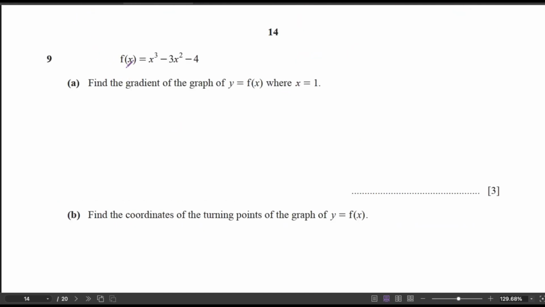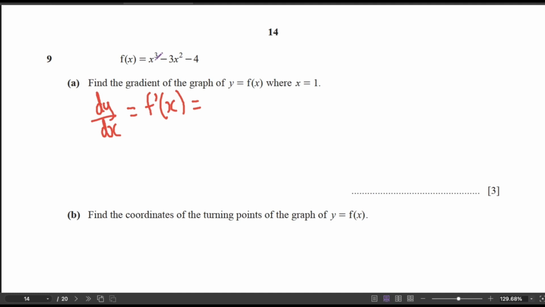Alright, so let's do a worked example and it'll make more sense. So we have the question, f of x is equal to x cubed minus 3x squared minus 4. Find the gradient of the graph of y is equal to f of x, where x is equal to 1. Well, we know how to find the gradient, right? The gradient function is just dy by dx, which is also the same as f prime of x. Well, we know what to do now.